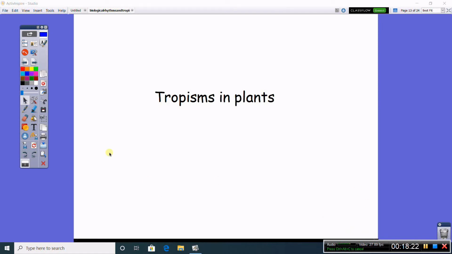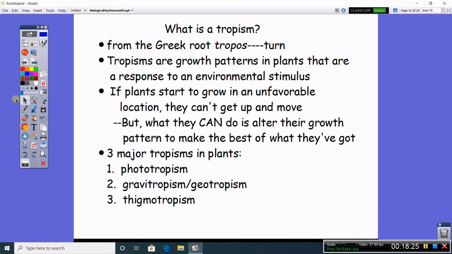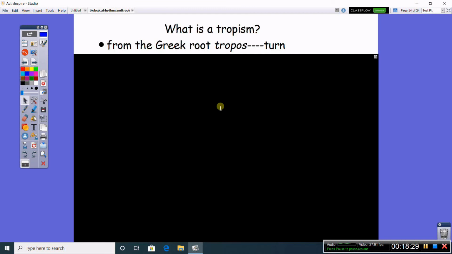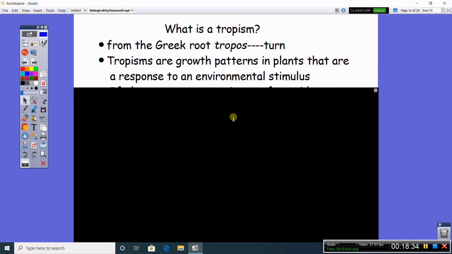Okay, so we're going to talk about the three major types of tropisms. Like I said, tropism comes from the Greek root tropos, which means to turn. The way I usually present this idea is that one of the characteristics of living things is that they can respond to their environment. Okay, if a plant doesn't like where they're growing, they can't just get up and move. They have to make the best of the situation.